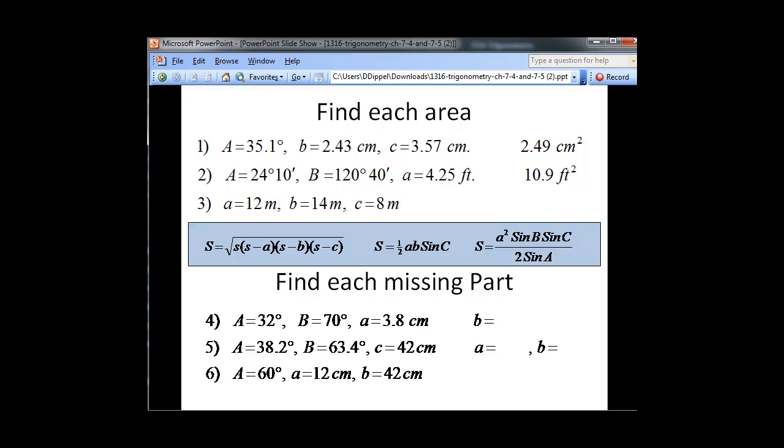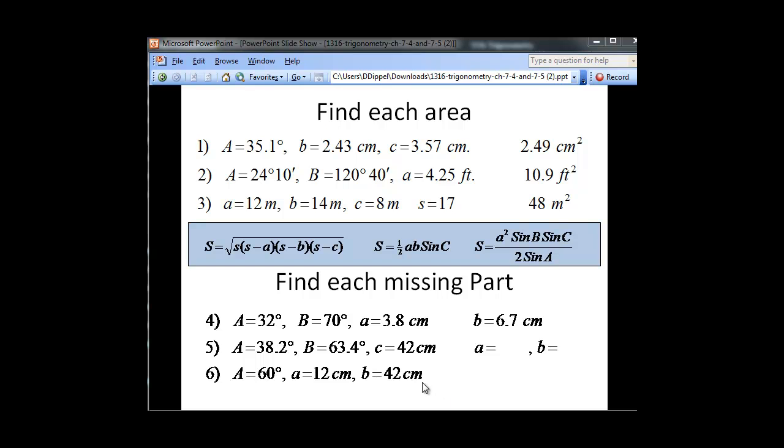Okay, number 3, we have three sides, so we have to figure out what is S. S is the sum, 12 plus 14 plus 8 divided by 2. And I came up with 17. And then you take the square root of 17 times 17 minus 12, 17 minus 14, and 17 minus 8. And again, S I came up with 17, and my area I came up with 48.